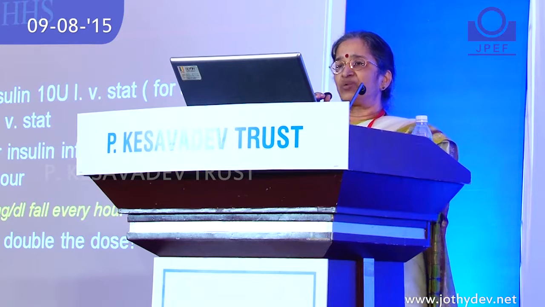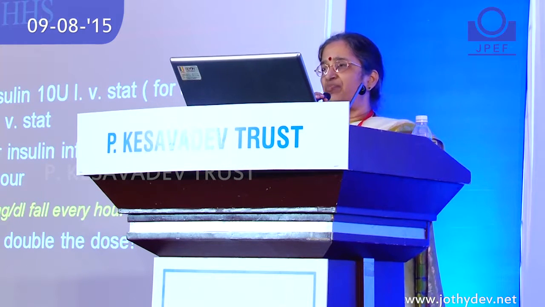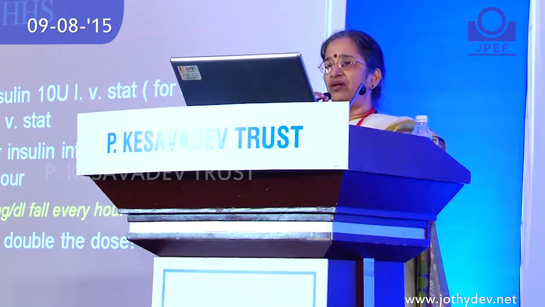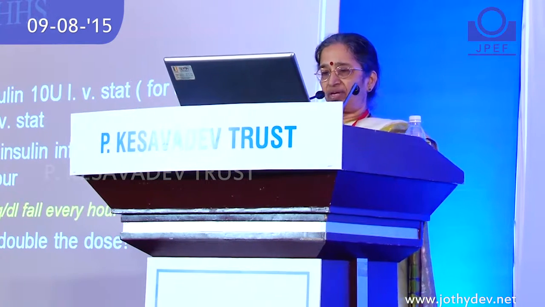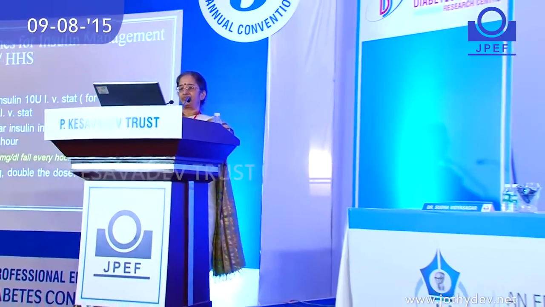We all know this regimen, 10 units stat, nothing much has changed here, and 0.1 unit per kg per hour is what we give. What is the goal? A fall of 75 to 100 milligrams in the blood sugar per hour. If it doesn't fall, we just double the dose and see that we get this rate of fall. These things have not changed much.